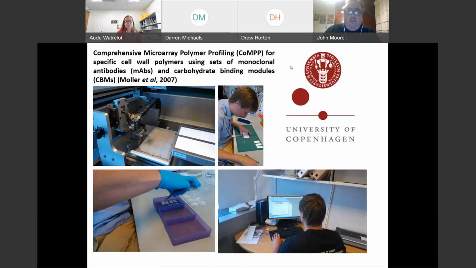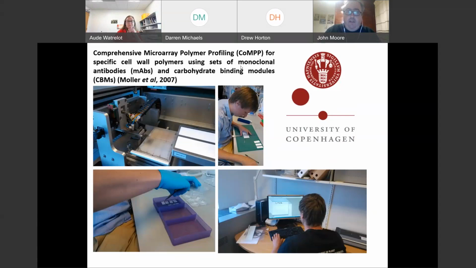So what I did was collaborate with William Willats, a professor now at Newcastle University in the UK, but at the time at the University of Copenhagen in Denmark. And we have all these antibodies available. So what we wanted to do was see, can we actually use this in an array format? William's lab pioneered the use of applying antibodies to plant cell wall samples using a microarray approach.